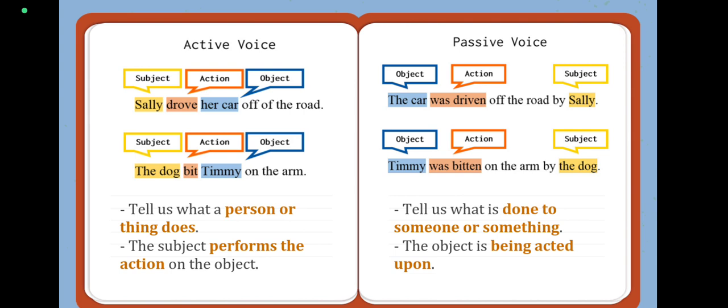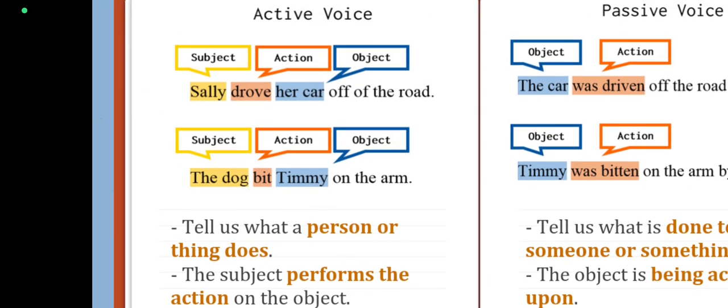Yes, teacher. Active voice tells us what a person or thing does. The subject performs the action on the object. Awesome, that's it, really good.